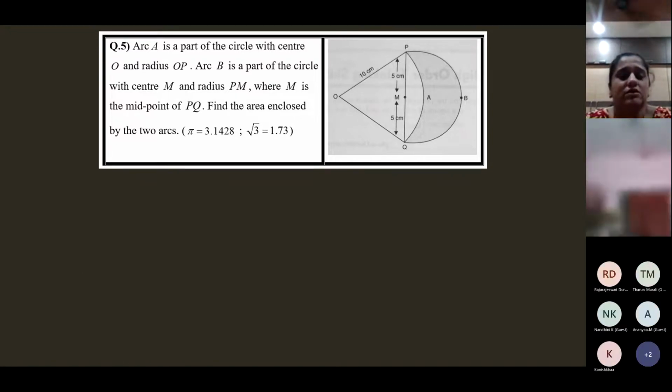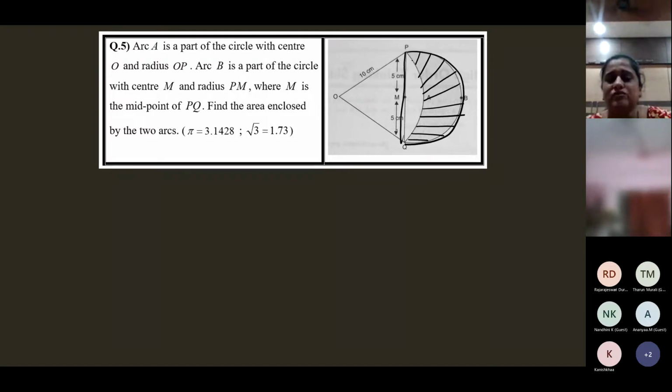Find the area enclosed by the two arcs. So you should find the area of this region between the two arcs. Enclosed means between the two arcs. So first, what is the idea? How do you find this area? This area is nothing but the area of the semicircle minus the area of the segment.